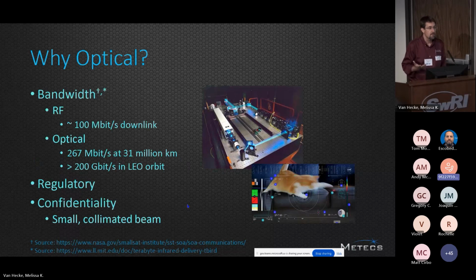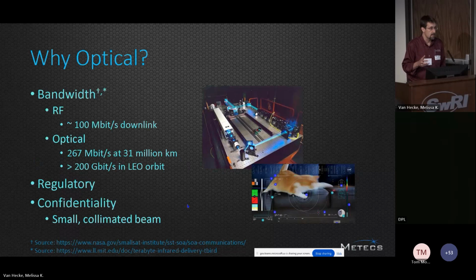With the optical, we can see in deep space was demonstrated 267 megabit at 31 million kilometers, and up past 200 gigabit a second in LEO orbit. And I'm talking about two programs we'll talk about in just the next slide here, but those sorts of transfer rates are extremely important for data gathering missions, where you're potentially sending down gigabytes of data from exploratory missions to the ground.